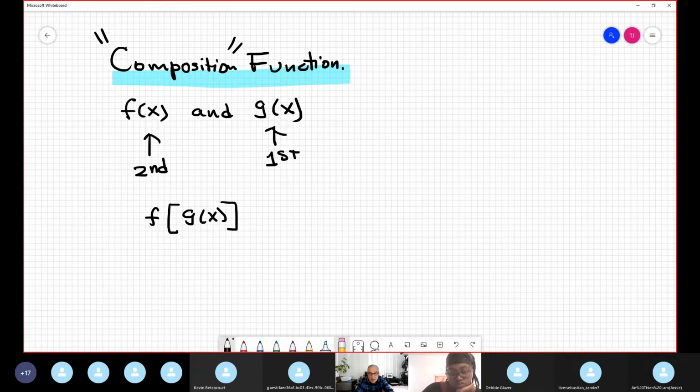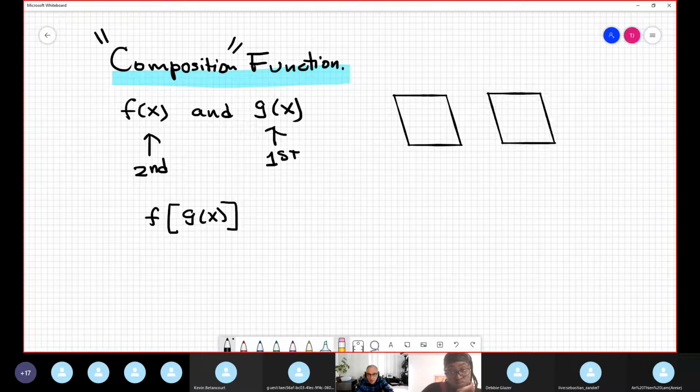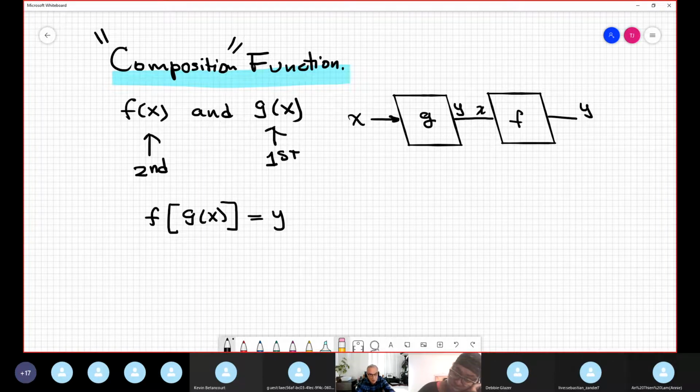So basically, the idea behind composition is you have two functions. In my mind, I can imagine a function like a box. An element of the domain goes inside the first function, in this example g. The result, y, is the x for the second function f. And finally, we get the final y, the total y in this order.